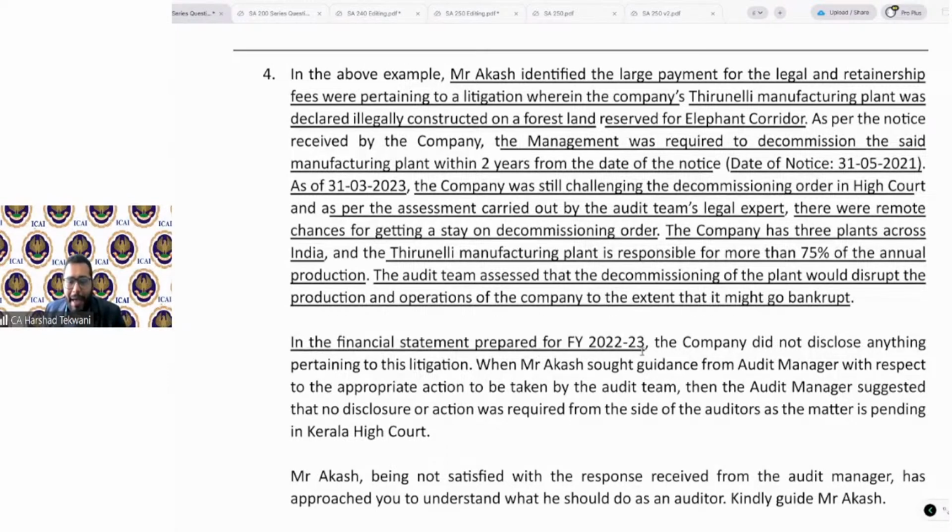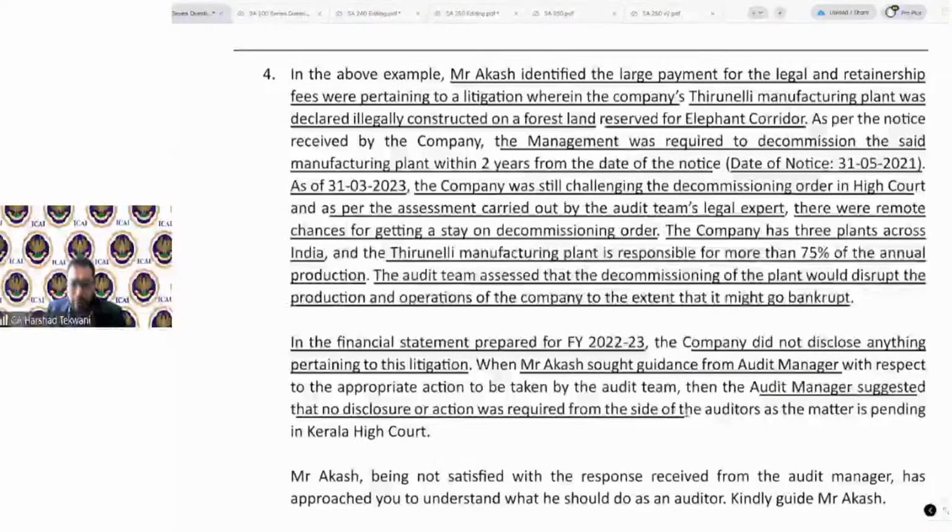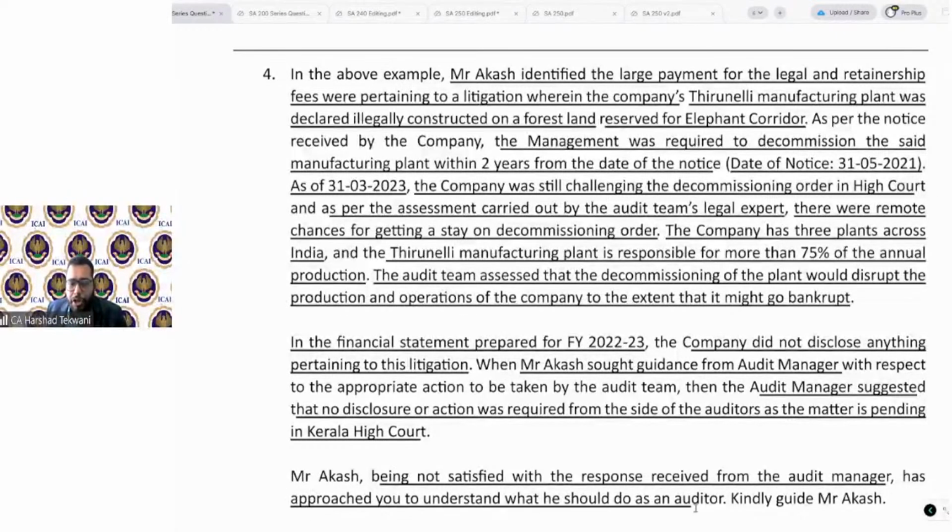In the financial statement prepared for FY23, the company did not disclose anything pertaining to this litigation. Now, when Mr. Akash sought guidance from the audit manager, the manager suggested that no disclosure or action is required from the side of auditors, as the matter is pending in the High Court. Mr. Akash, not satisfied with the response received from the audit manager, has approached you to understand what he should do as an auditor.